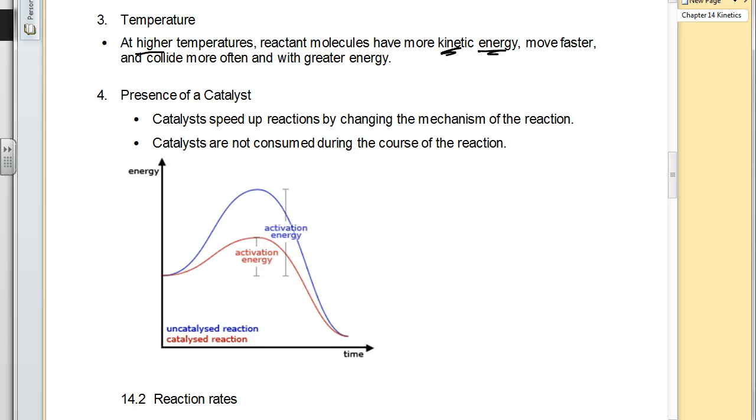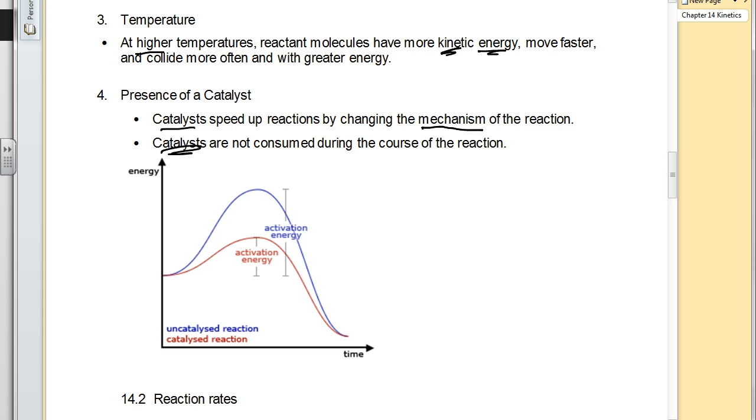The fourth thing that's going to affect the rate of a chemical reaction might be the presence of catalysts. And we talked about catalysts a bit before. These are substances that are going to speed up a reaction. They change the mechanism of the reaction, and we'll talk more about what a mechanism of reaction is later on. But they change the course that the reaction could take, and they're not consumed in the course of a reaction.